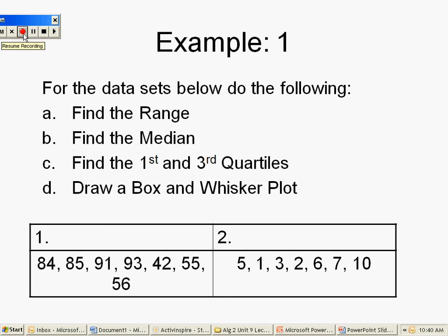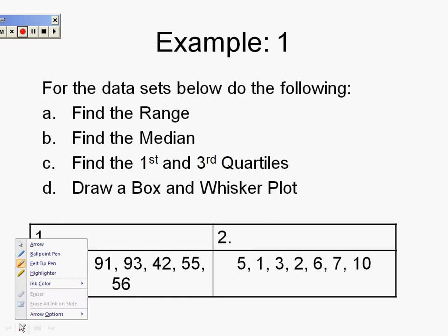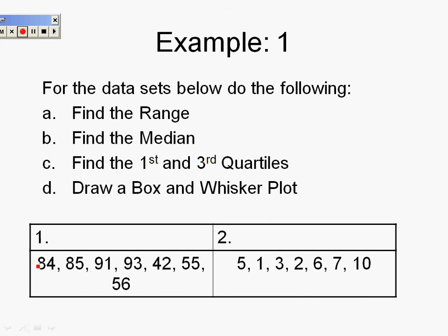So we're going to do a bunch of stuff with this data. Before you begin, you're going to need to put your data in order from lowest to highest. So that's going to be the first task. Let me go ahead and take care of that, and you guys can do it too. I think the smallest one is 42, followed by 55, then 56. And then we have 84, 85. And then we have 91 and 93.